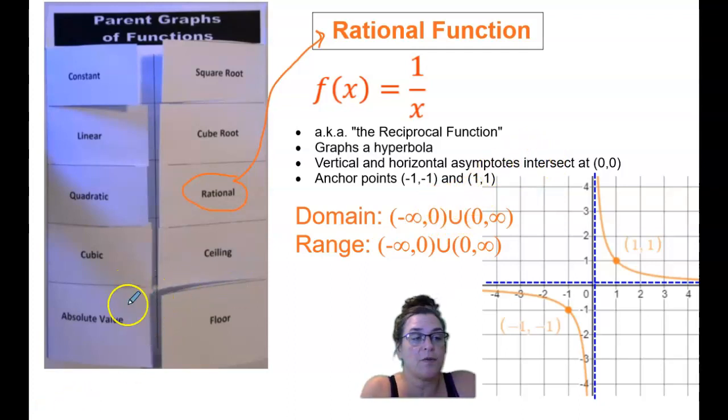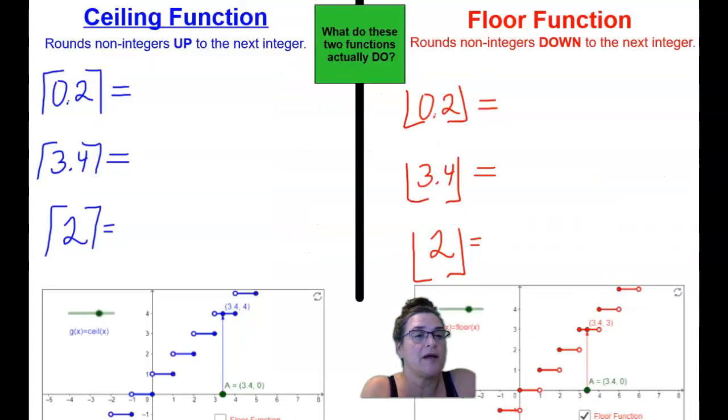And then, so we're going to slow down for just a second, and before we dive right into the features and characteristics of those parent graphs, let's just look at what the ceiling function and the floor function actually do to the value that you put into that notation. So when you see a symbol like this, where it's sort of like straight up and down the way an absolute value is, but there are these little lines or bars on the top of it, sort of like it's got a ceiling coming over it, right? That's called the ceiling function, or the greatest integer function. And what that does is it rounds non-integers up to the next integer.